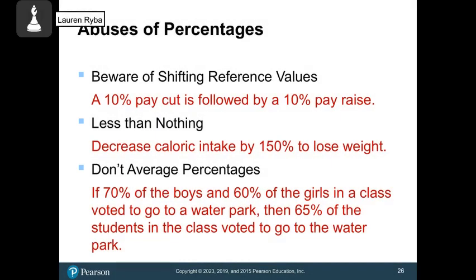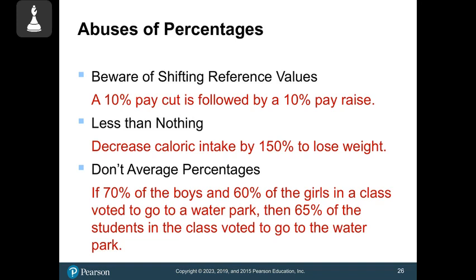One thing I would like to draw your attention to, though, is the abuse of percentages. Beware of things like this. If you get a 10% pay cut followed by a 10% raise, you are not back to where you started. Or you see something that is less than nothing, like decreasing your caloric intake by 150% to lose weight. You cannot decrease something by more than 100%.